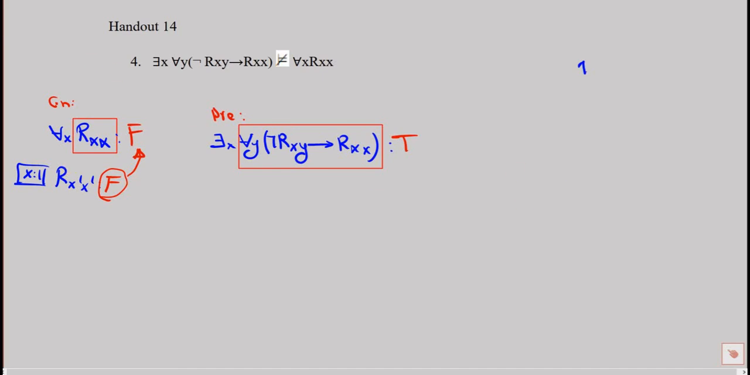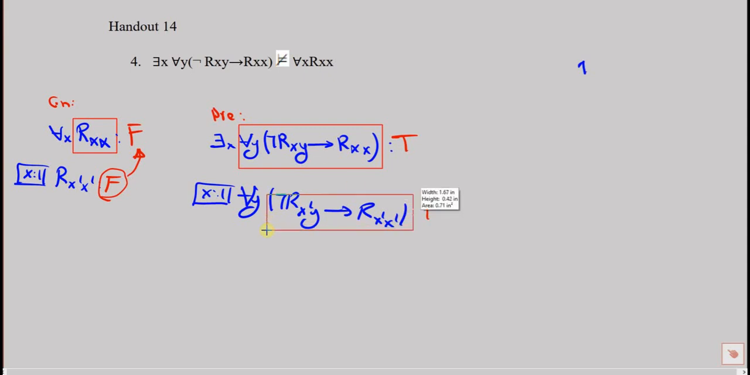Now, the premise is an existential and we want to make it true. So we need to make sure that the thing in the box is true for at least one value of x, right? So at this point, there is only one value for x. So let's see if that is true for this value of x, or if we can make it true. So we eliminate for some x and we get for all y, not Rx1y, arrow Rx1x1, right? Now we are hoping that we can make this one true. And this one is a universal.